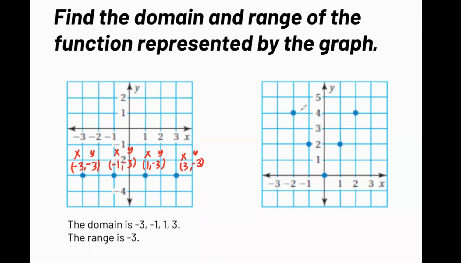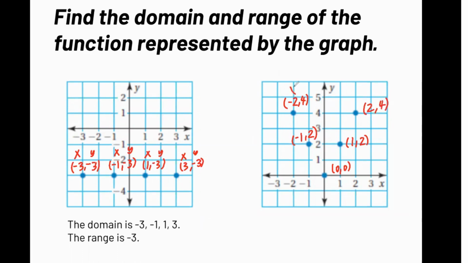We can do the same thing for this next example. First, identify all your ordered pairs. This first one would be -2, +4. Our second one would be -1, +2. This is the origin, which is 0, 0. We have +1, +2. And lastly, +2, +4.